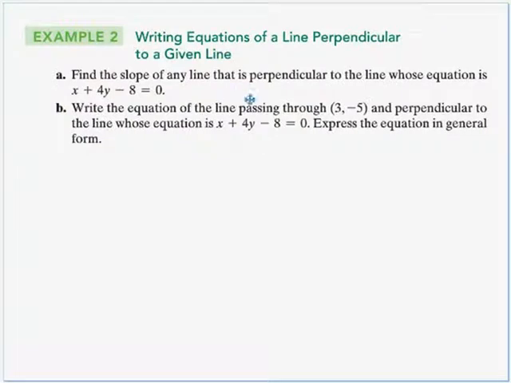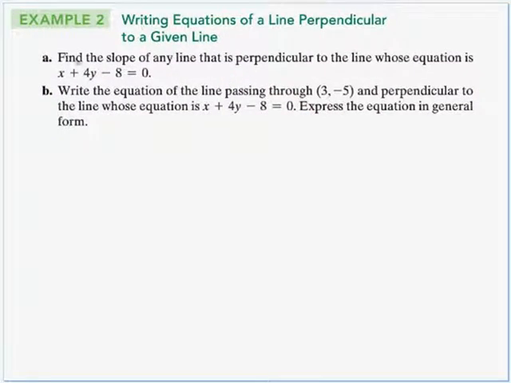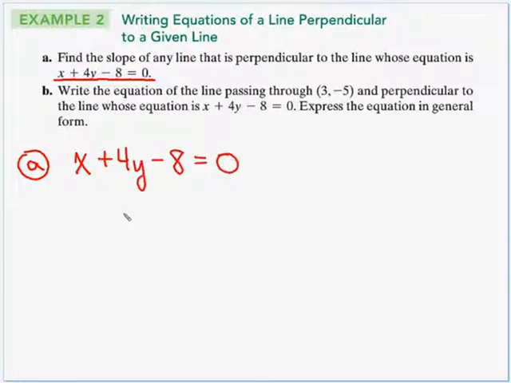Let's try it out here in example 2. Two-parter, A and B, twice the fun. Part A, find the slope of any line that's perpendicular to this given line. Well, to find a perpendicular slope, we first got to know this line's slope. So for part A, we're going to start with x plus 4y minus 8 equals 0. The easiest way to find slope is to put this into slope-intercept form.